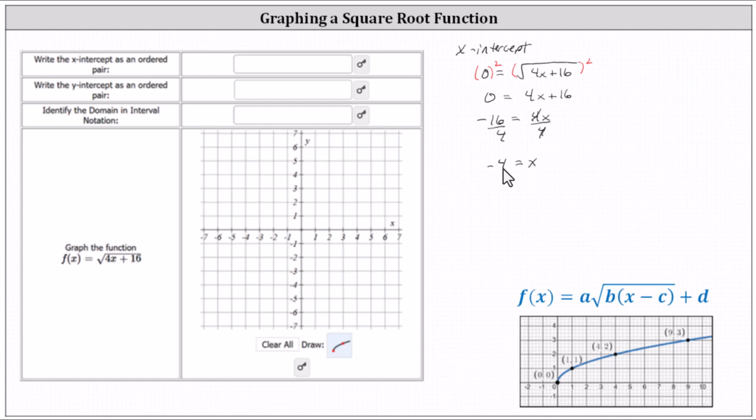But again, this is a point on the x-axis. The ordered pair is negative 4, 0. Let's go ahead and plot this on the coordinate plane below.